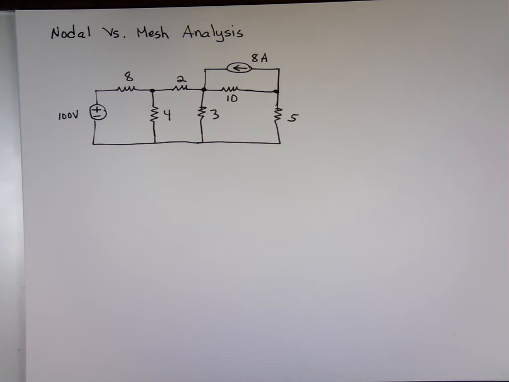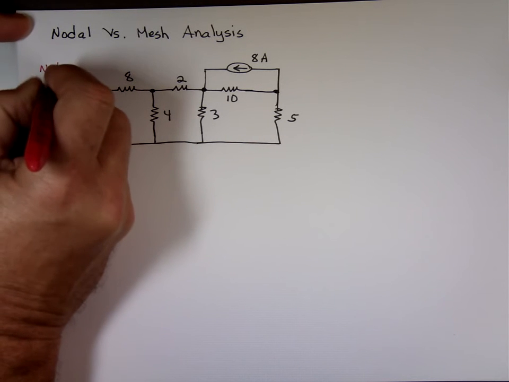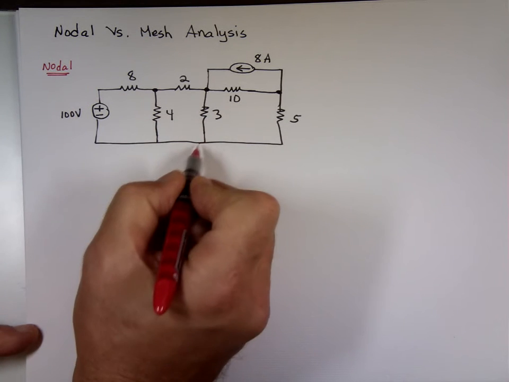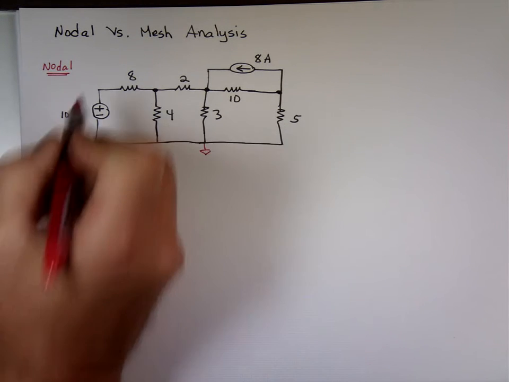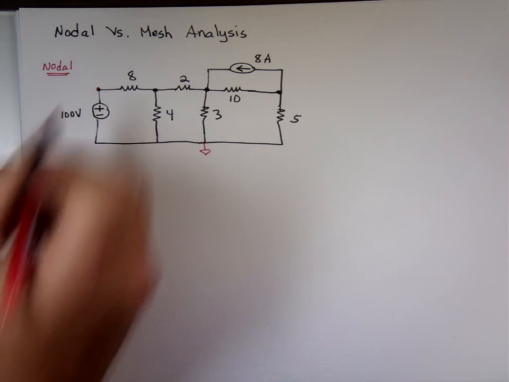Now, if I decide to go with nodal analysis, let's look at nodal right now. I need to know how many nodes do you have there that we don't know the voltage to. So for nodal here, I know the voltage. If this is ground here, if I make this my ground, I know what this node is. What's the voltage there? 100.